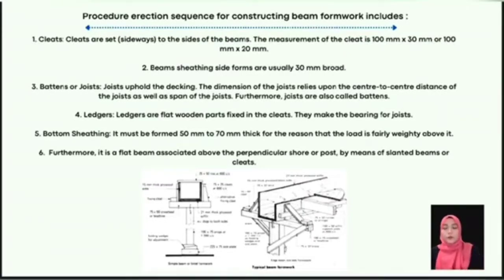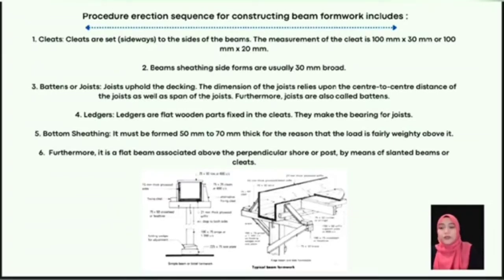So for the procedure of constructing beam formwork, number 1, cleats are set sideways to the side of the beam. Number 2, the beam sheeting side forms are usually 30mm boards. Number 3, the dimension of the joist relies upon the center-to-center distance of the joist as well as the span of the joist. Number 4, ledgers of flat wooden parts are fixed in the cleats.